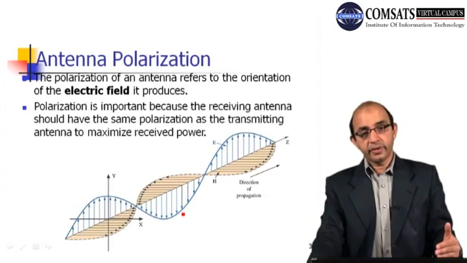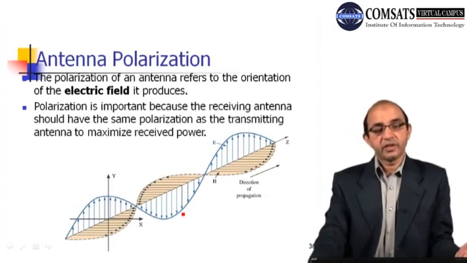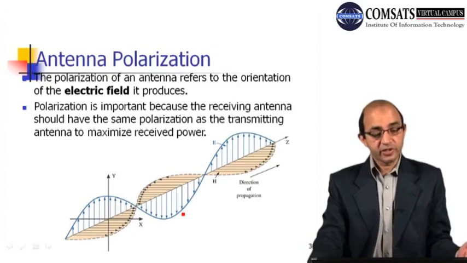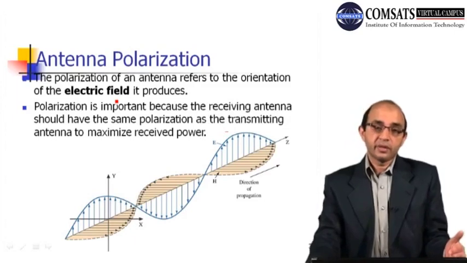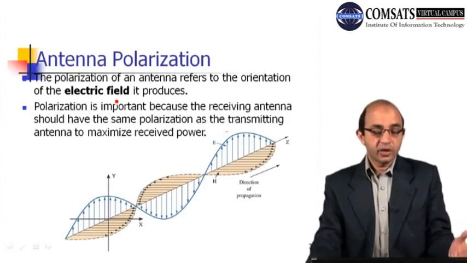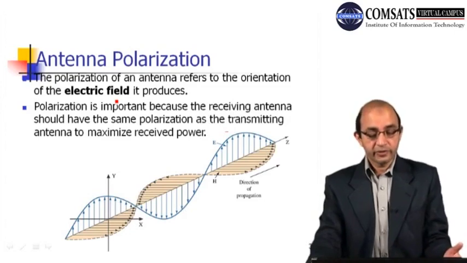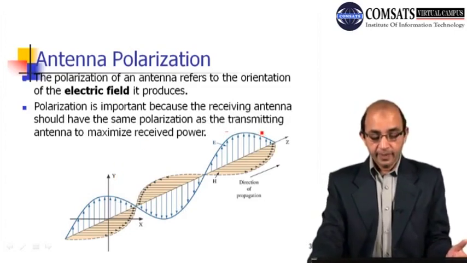Then another characteristic of the antenna that is very, very important is the antenna polarization. The polarization of an antenna refers to the orientation of the electric and magnetic field it produces, right? So it determines the orientation of the electric and magnetic field. Here we have a figure where you can see that the electric and magnetic fields are polarized, and you can see the direction of propagation, and we can also have an idea about the polarization.